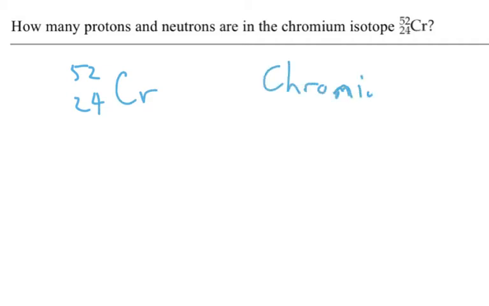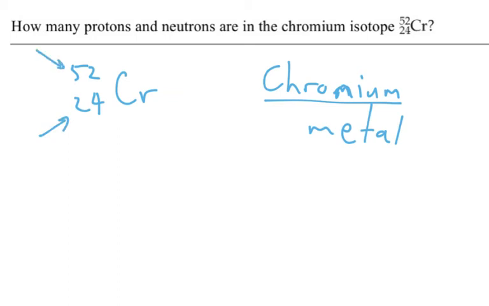And chromium is on the left side of the periodic table. It is a metal. Notice that there's nothing written here, so it's neutral. Okay? Now, the atomic number is the 24 on the bottom. The atomic mass or mass number is the 52.